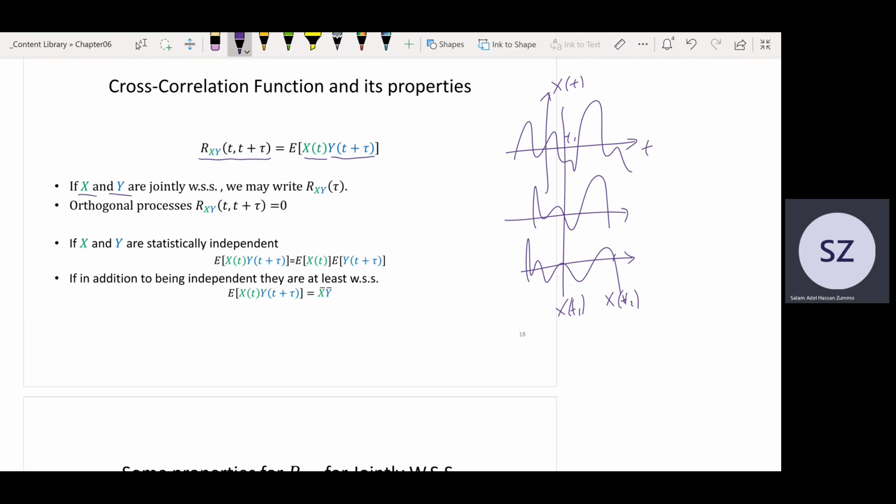If x and y are jointly wide-sense stationary, then this will be equal to a function of tau only. It will not depend on when I did the measurement. It will depend on how much difference in time there is between every time I do the measurement, x of t plus tau. If I shift t by 1 hour, and here shift by 1 hour, I still get the same value of correlation. And if the cross correlation function depends on tau only, then we call these two random processes jointly wide-sense stationary.